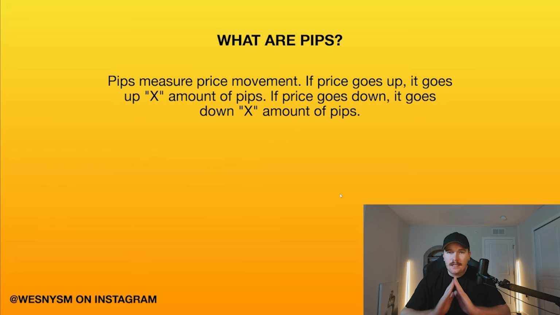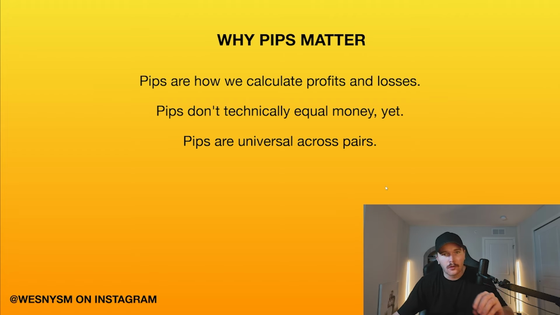Guys, as simple as I can put it, it doesn't matter what pip stands for. Pips measure price movement. When price moves, it's going up or down a pip or a certain amount of pips. If price goes up, it's going up X amount of pips. If price goes down, it's going down X amount of pips. It's our unit of measurement in trading. And the reason pips matter so much is because pips are how we calculate profits and losses. We're going to talk about how we actually convert this to money at the end of the video.